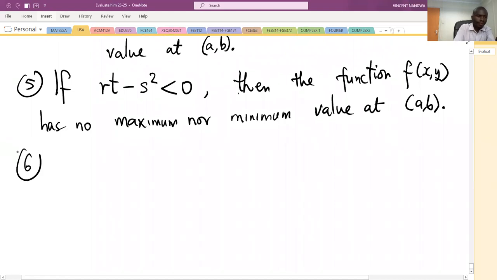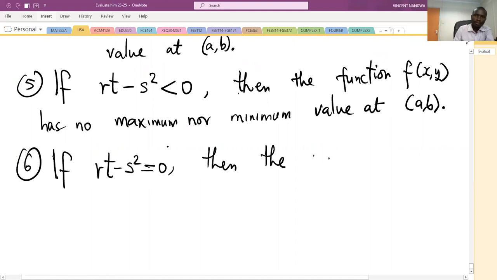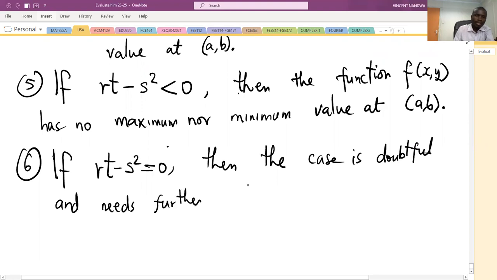And then number 6, if this difference RT minus S squared is exactly equal to 0, then the case is doubtful and needs further investigation. So that means that we can't say it is either maximum or minimum or saddle. We can't say anything about the point being maximum, minimum, or a saddle point. So this needs further investigation.